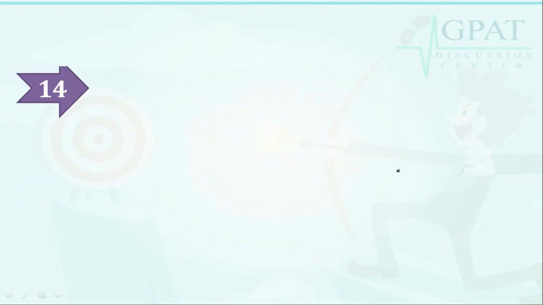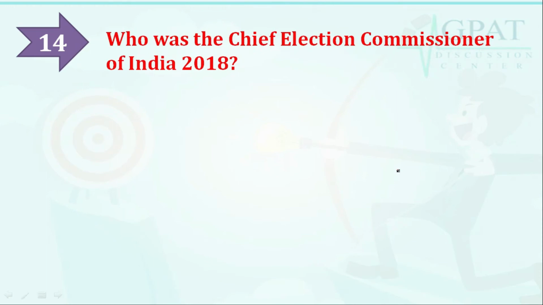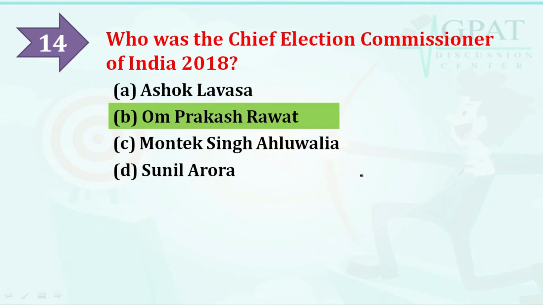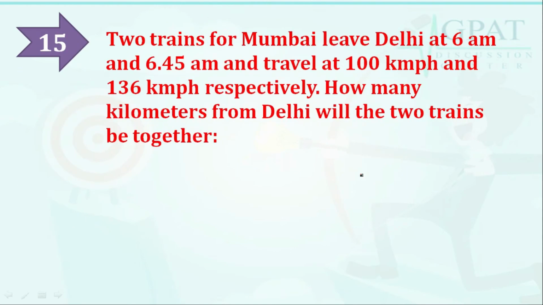Moving on to the next question. Who was the Chief Election Commissioner of India in 2018? And the options are option A Ashok Lavasa, option B Om Prakash Rawat, option C Montek Singh Ahluwalia, option D Sunil Arora. Who was the Chief Election Commissioner of India in 2018? The correct answer is Om Prakash Rawat, who was the Chief Election Commissioner of India in 2018.